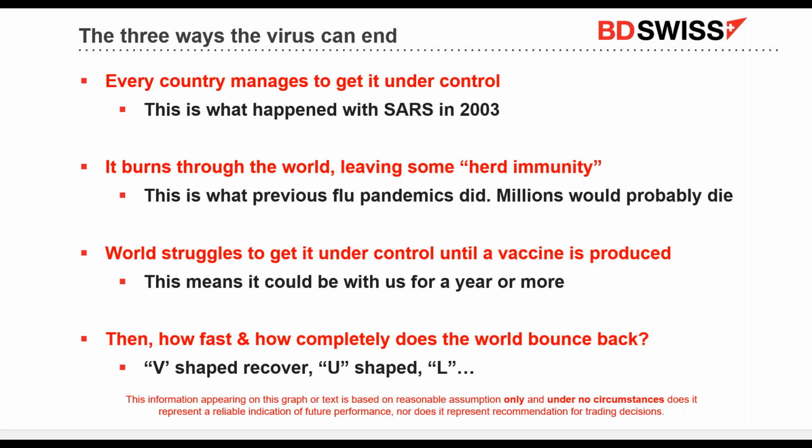And then I think what's going to happen, in my view, is that the world is going to struggle to get it under control until a vaccine is finally produced. Social distancing will work in some places, but as we saw, there were some Republicans who don't believe it exists, aren't going to keep their distance, and there will be reservoirs of the virus left, and it will keep cropping up here and there until finally, in a year or two, a vaccine is produced, and then it will be just like the regular flu.